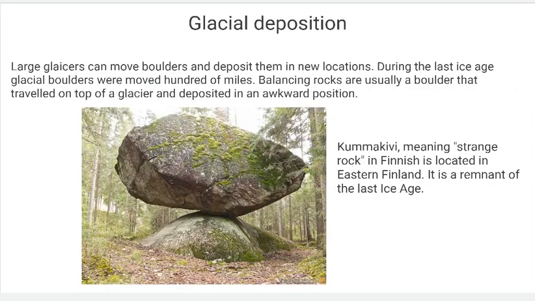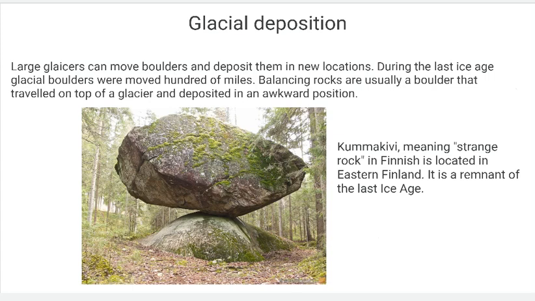And the second is ice erosion. A lot of times when we think of ice erosion, we think of glacial deposition. Large glaciers can move boulders and deposit them into new locations. And scientists have discovered that there have been many ice ages over the course of Earth's history. But during the last ice age, glacial boulders were moved hundreds of miles.